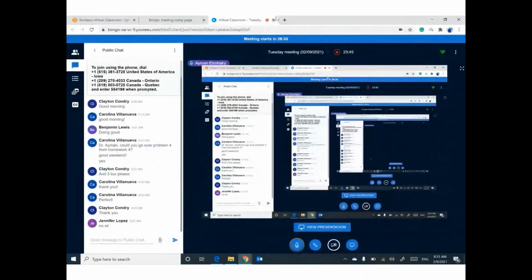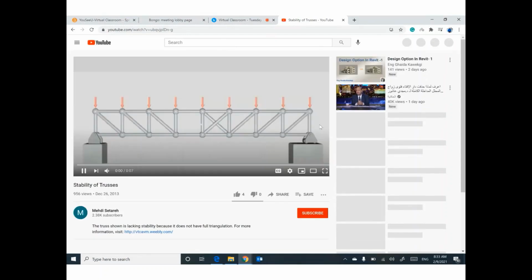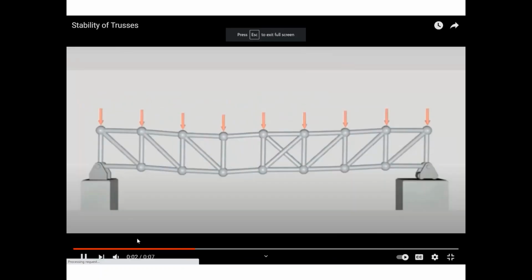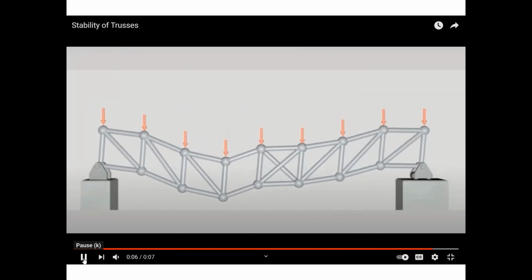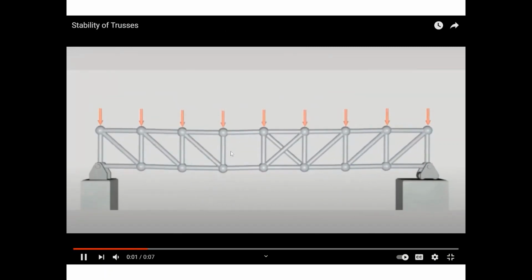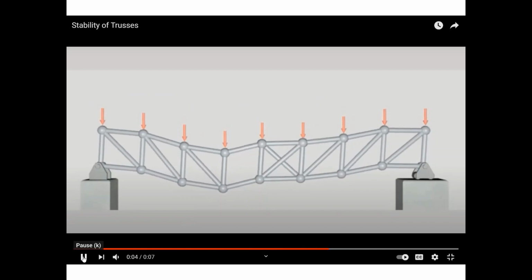You can watch this video. Although this truss satisfies Maxwell's stability requirements, it is not stable because it is not fully triangulated. Can you see the panel without at least one diagonal? We have a huge deformation for this panel. Can you see why this panel is unstable? It is not stable because it is not fully triangulated.